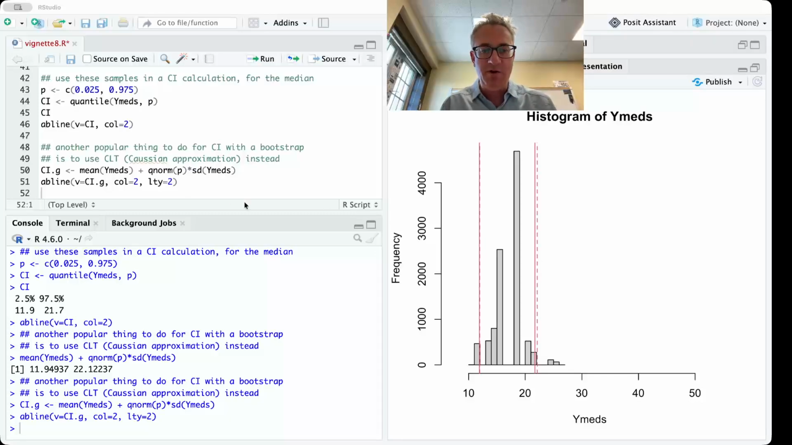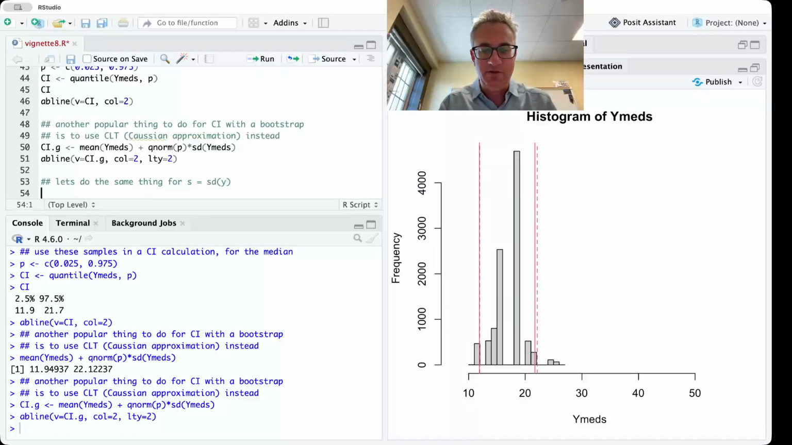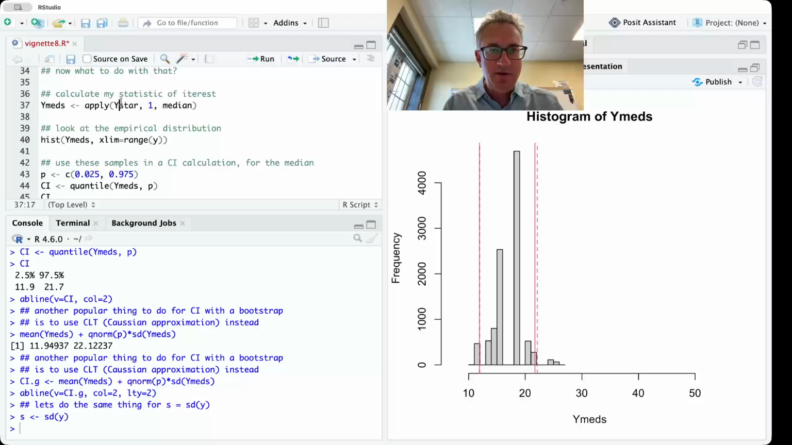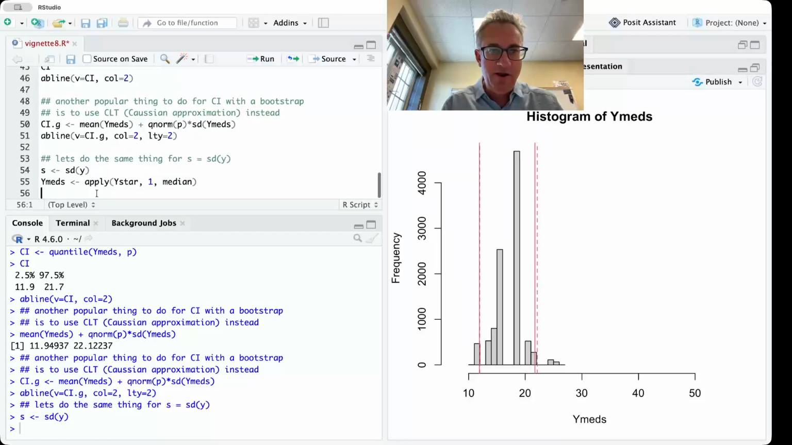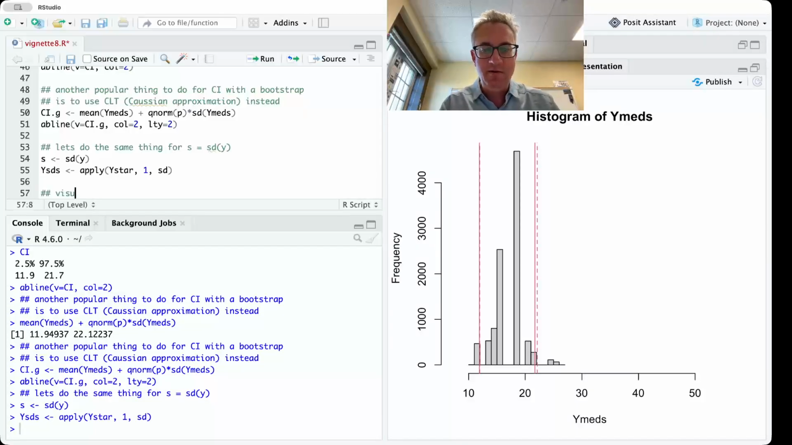In fact, why don't we try the same thing for S equals the standard deviation of Y. So let's just calculate S. So S is SD of Y. So that's on the data values, right? And then I can go grab this apply function. I've already got the Bootstrap sample, so I don't need to do that again, and do the SD instead. And then I can show you that.